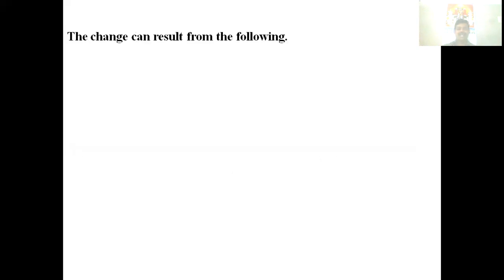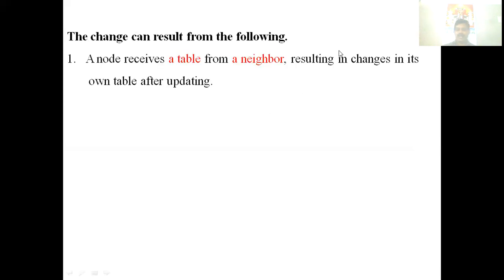The change can result from the following. In a network, what are the factors that will cause a change? The first one is when a node receives a table from a neighbor, resulting in a change in its own table after updating. So the first case is that a node is receiving a table from its neighbor, and this node updates its routing table. After updating, it will send its routing table to its neighbor. That is the first case.